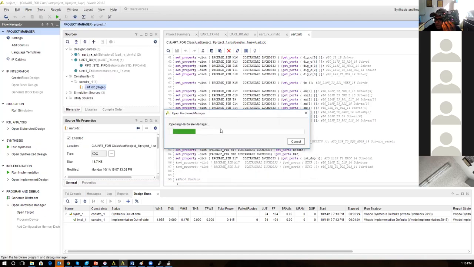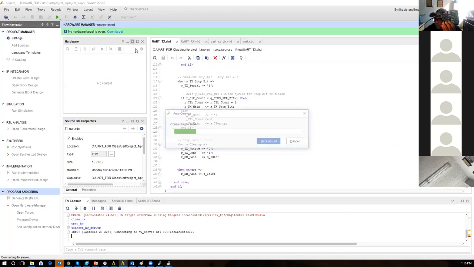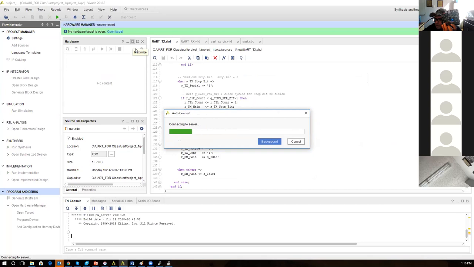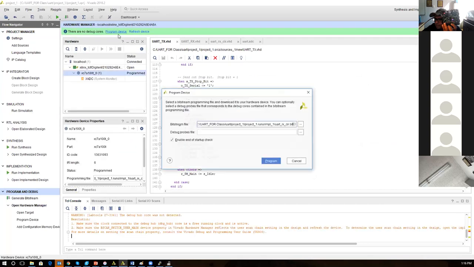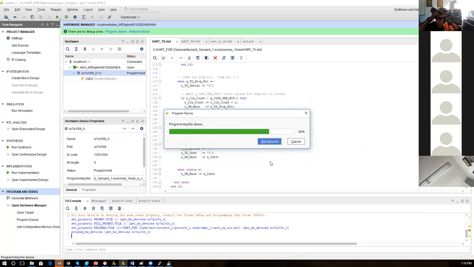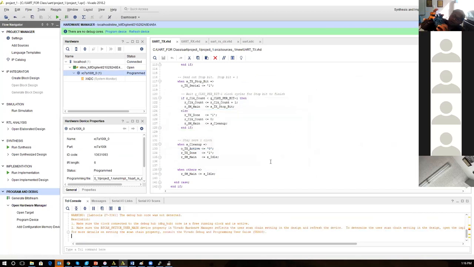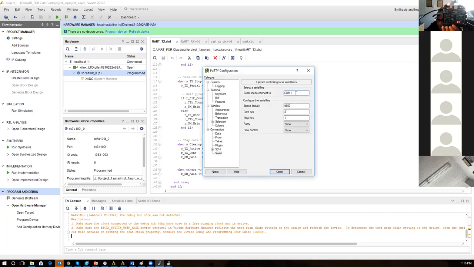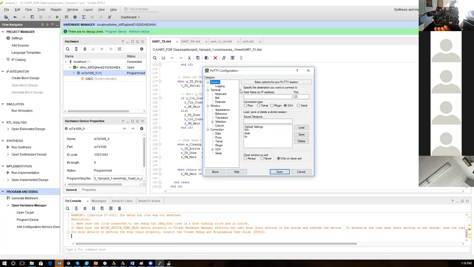So open hardware manager, open. Program device, I program the device. And I can push reset. So I push reset here, right? Then I go in PuTTY, I will try 20 and 21. I think it's going to be trial and error. So if I say it like this, it's not allowing me, so 20. Why? I say serial and from there I say open.